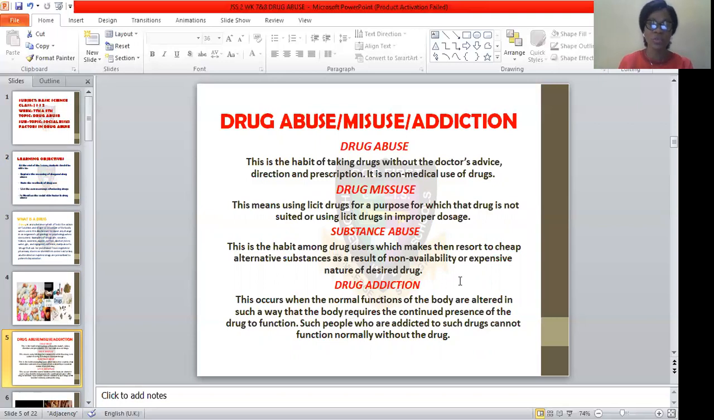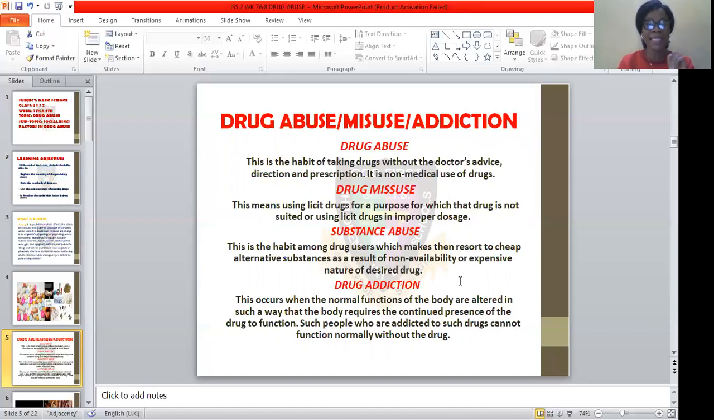What is drug misuse? This means using drugs for a purpose which they are not meant for, or not suited for. Like you're having malaria, and you think that instead of using a malaria drug, if you use another type of drug, it will relieve you. No, it is not supposed to be. Malaria drugs are meant for malaria. Aspirins are meant for body pains, and they are not supposed to be used otherwise.